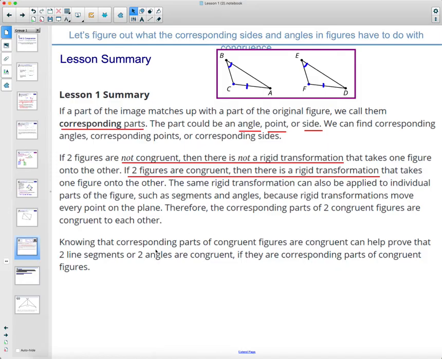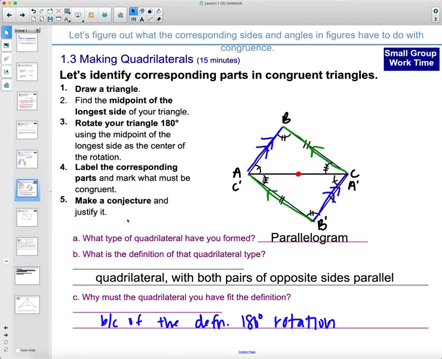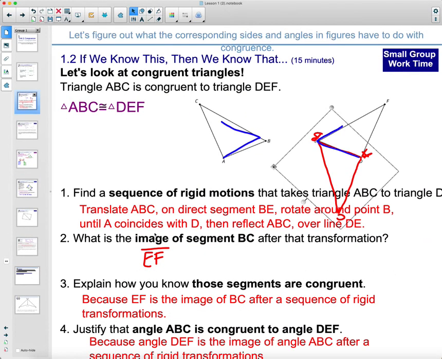And then knowing that corresponding parts of congruent figures are congruent will help prove that two line segments or two angles are congruent if they are corresponding parts of congruent figures. So we did that when we talked here about what's the image of BC, how do we know? So being able to say that the rigid transformation made that possible.